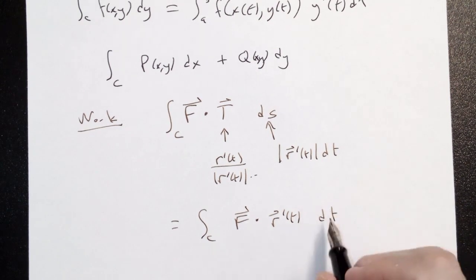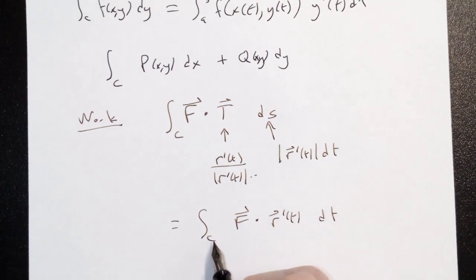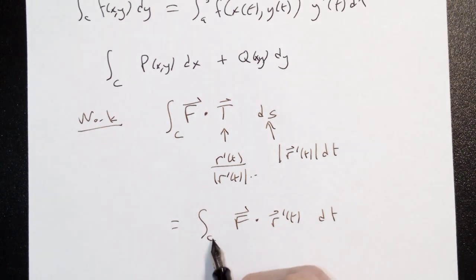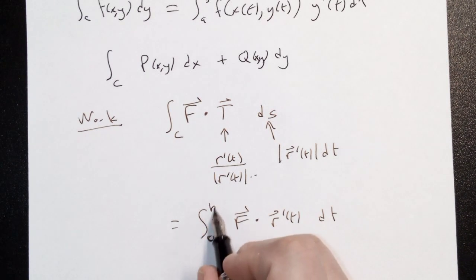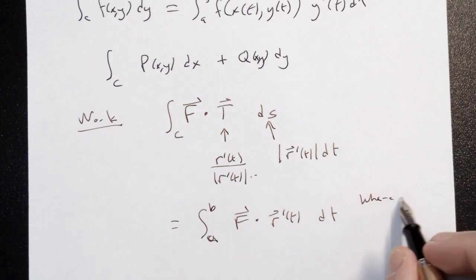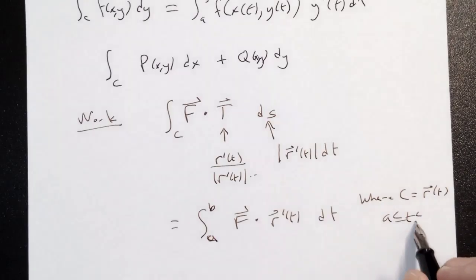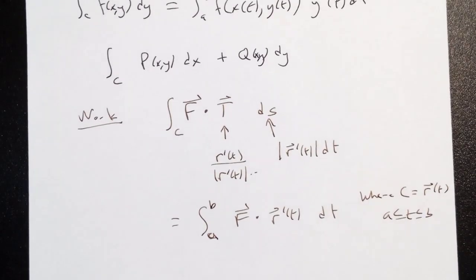Wait a minute, this is parametric. That's not C anymore. What does it become instead of C? If this is dt, that becomes a and b, where C is r of t, a less than or equal to t less than or equal to b. A dot product, right? A dot product.